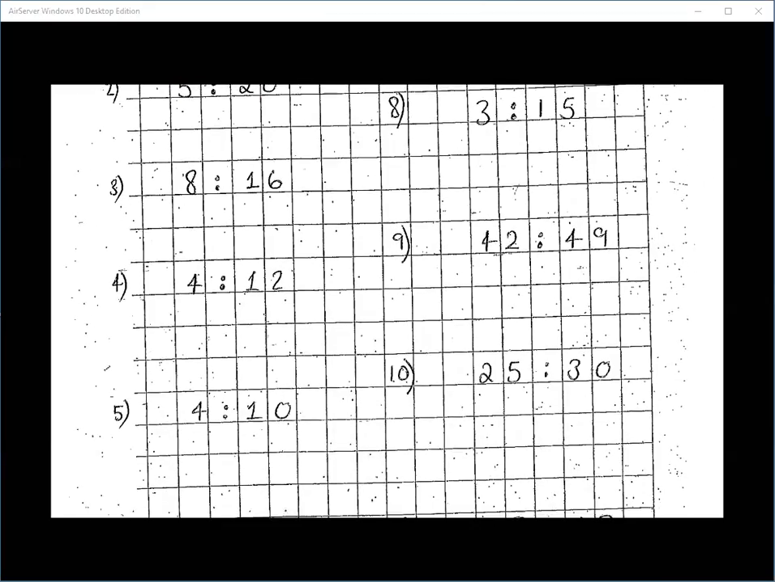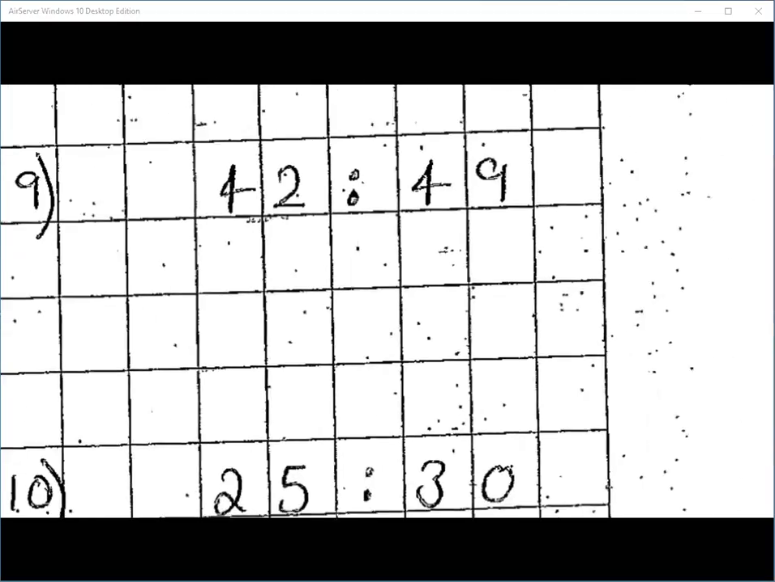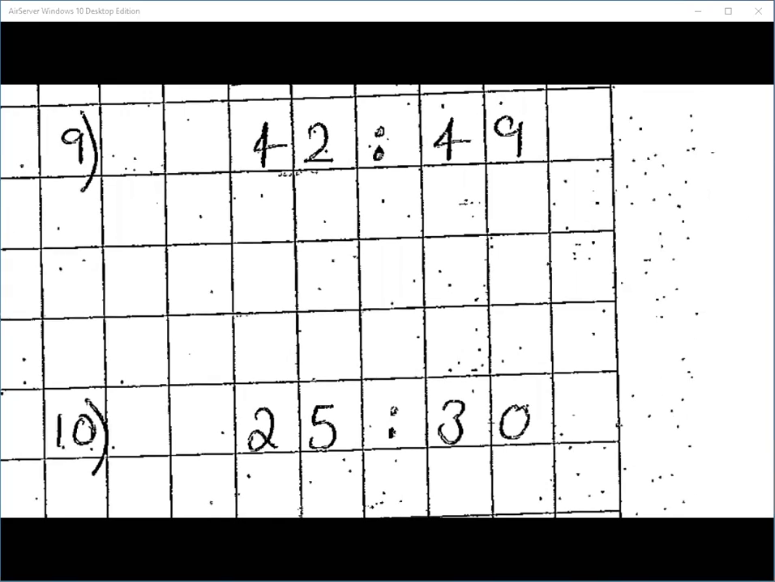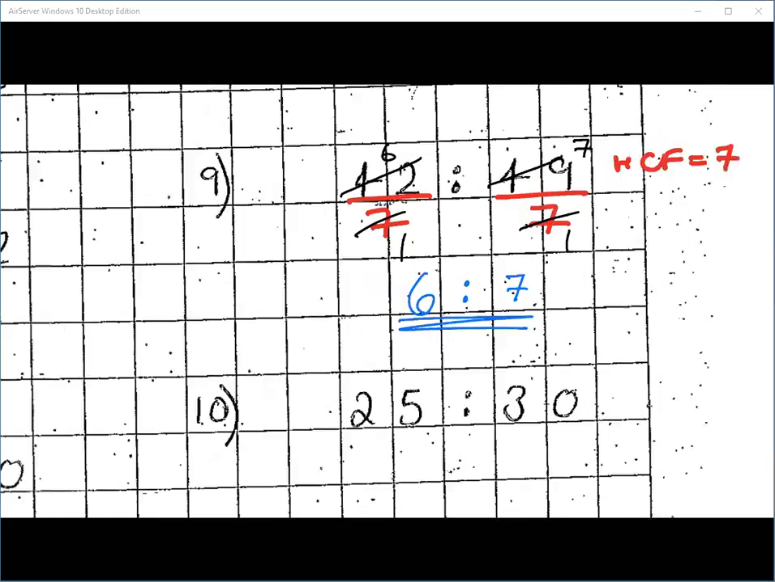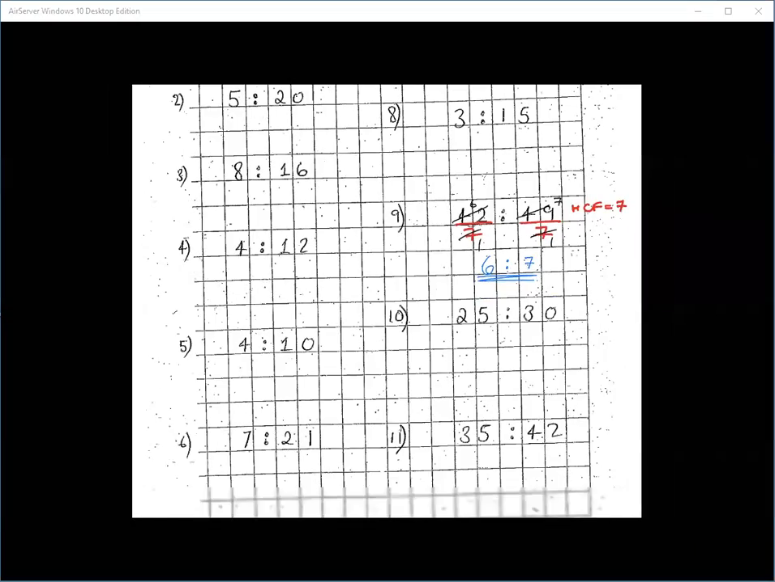All right, let's have a look at another question. So Aisha, what about 42 and 49? What would be the highest common factor? 7. Because they're both in the 7 times table. So we divide this by 7, divide that by 7. That gives 6 and 7. And it is as simple as that.